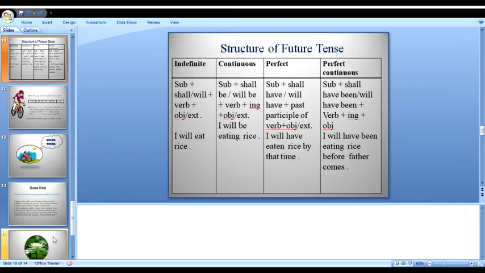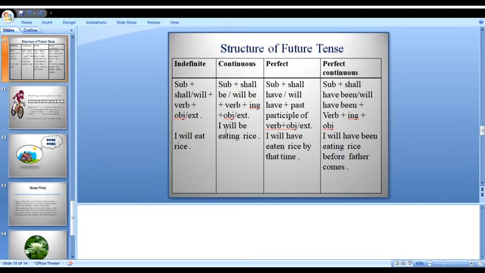Now come to the structure of future tense. So what is future indefinite tense? Future indefinite tense is used when an action or event will be done or happened in the future. Future tense always indicates future. For example, we can say I will eat rice, and for that the structure will be subject plus shall or will plus verb plus object or extension. By following the structure, we can write I will eat rice.